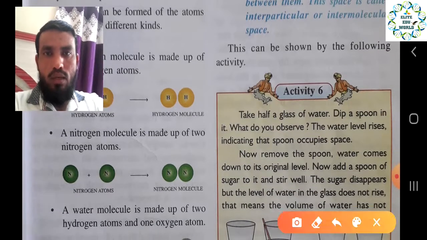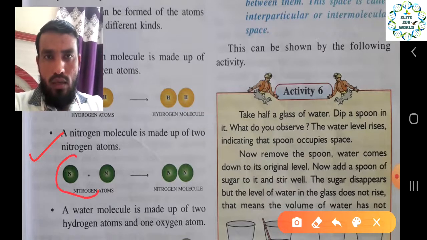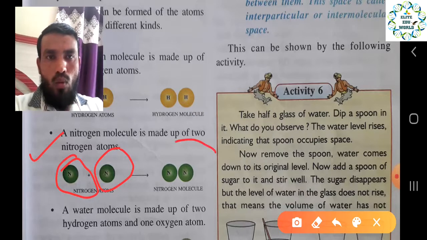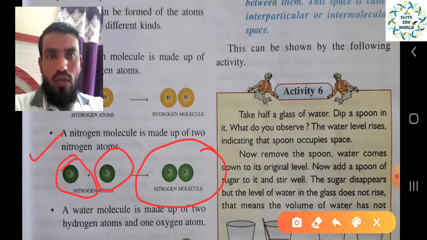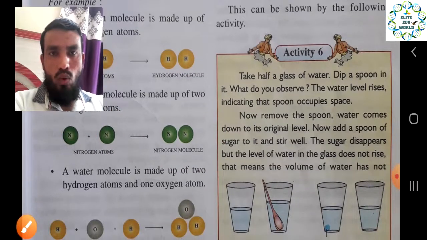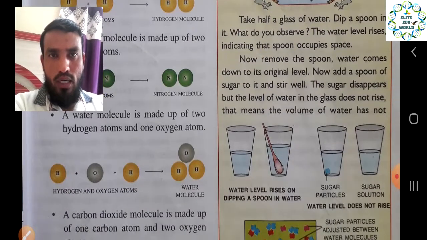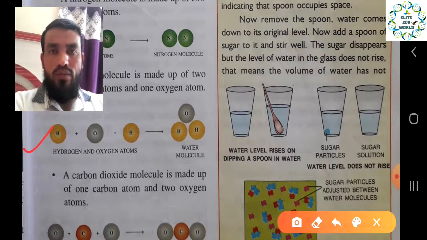This is the second example: a nitrogen molecule is made up of two nitrogen atoms. N represents nitrogen, and this is the second atom, so these are the two atoms. So N plus N, 2N, two nitrogen atoms make one molecule of nitrogen, that is N2. So both of these are examples of the same kind of atom. Here hydrogen plus hydrogen, here nitrogen plus nitrogen. The next example is for understanding different kinds of atoms.